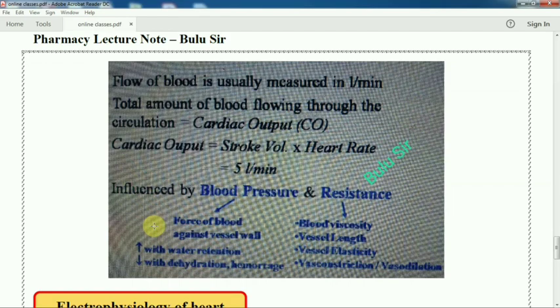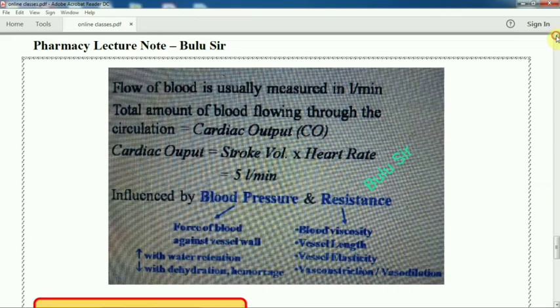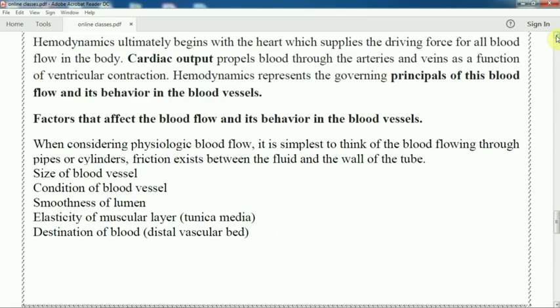So these are the factors which are involved in the hemodynamic part. Again, quick recap: what is hemodynamics? That means the blood flow through the blood vessel, or the principles of this blood flow and its behavior.